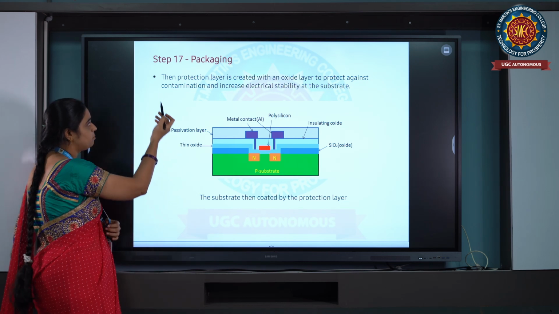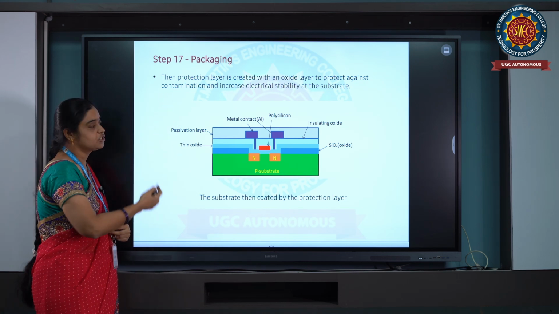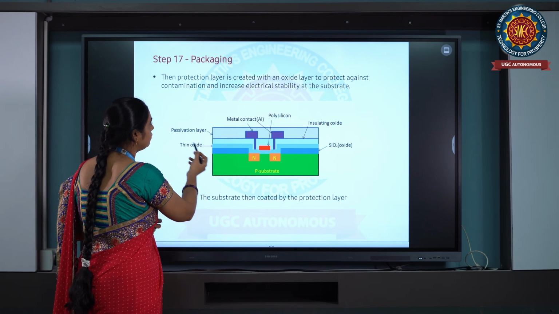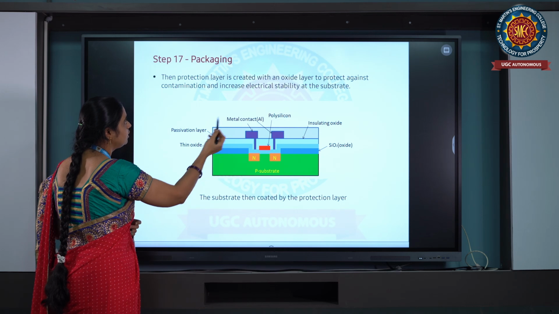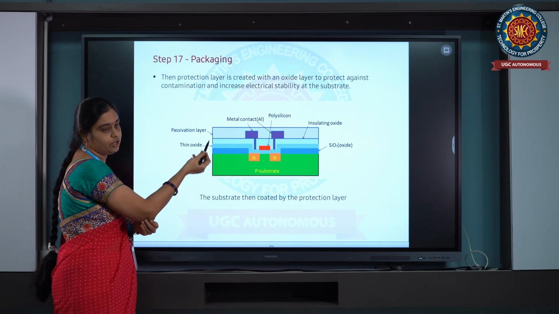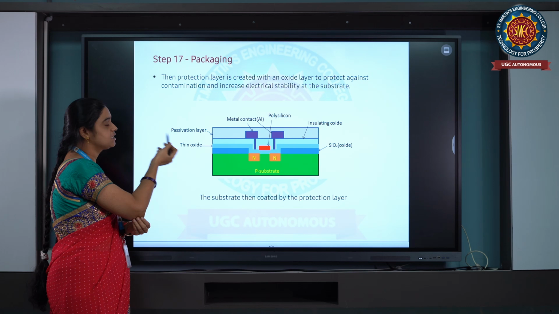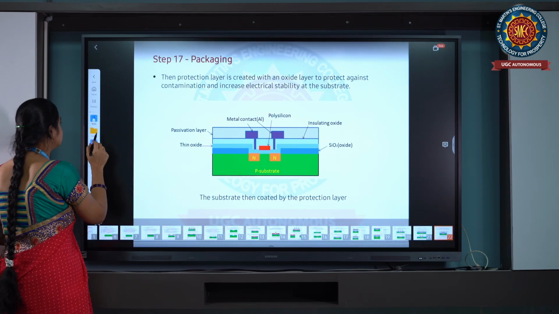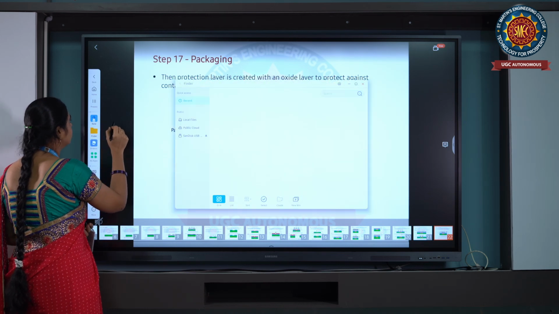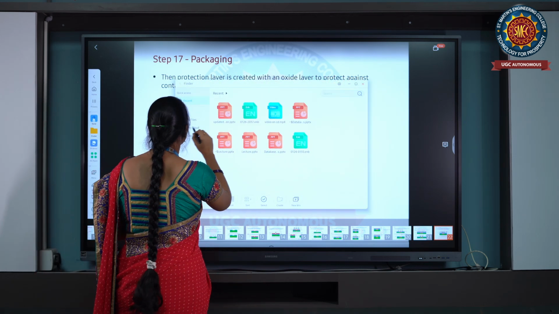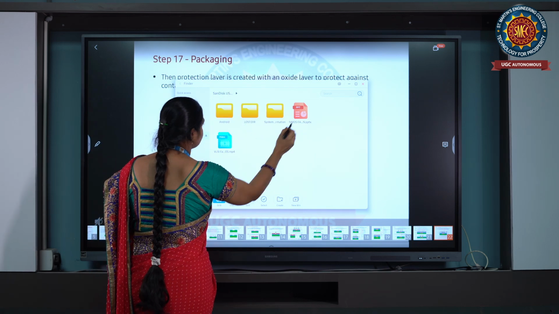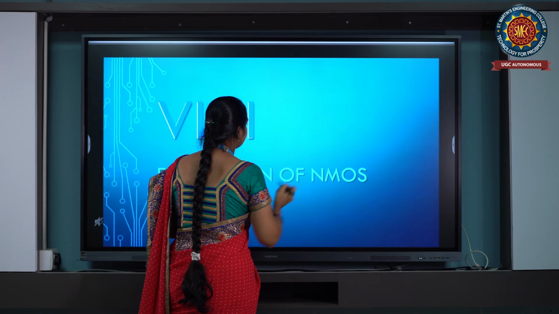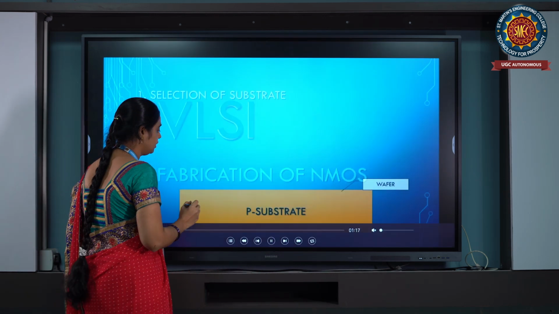So the last step is the protection layer to our manufactured, fabricated IC. So we are placing an oxide layer with this extra insulating layer. We are concluding the process of NMOS fabrication. So the last step is packaging in NMOS fabrication. See here, we can see this process of NMOS fabrication in our particular NMOS fabrication video. So you can see the process of NMOS fabrication here.